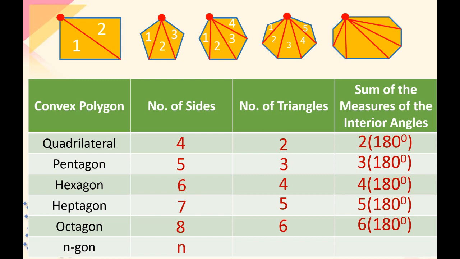So, the number of triangles for a polygon with n number of sides is n minus 2. So the number of triangles formed in a polygon with n sides after having drawn the diagonal from one vertex is n minus 2. Therefore, we are going to multiply that by 180 degrees. The quantity n minus 2 multiplied by 180 degrees.